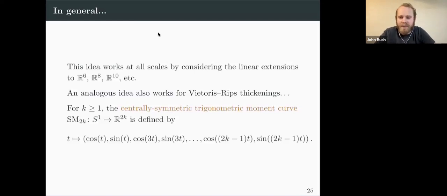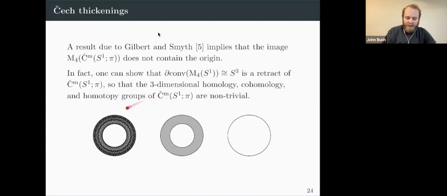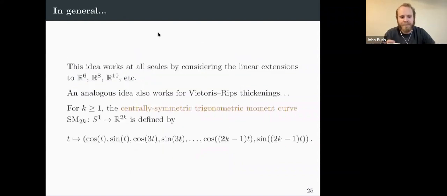It turns out that this also works at all scales by considering this linear extension now not just along the map M4, but say M6 or M8. As I increase the scale of the Čech complex, we need to map to higher and higher dimensional Euclidean spaces in order for the image to miss the origin. And basically we can get then, at all scales, that these things are non-trivial in dimensions, say 3, 5, 7, etc. And an analogous idea also works for Vietoris-Rips complexes or thickenings, where in that case we consider instead the centrally symmetric version of the trigonometric moment curve.